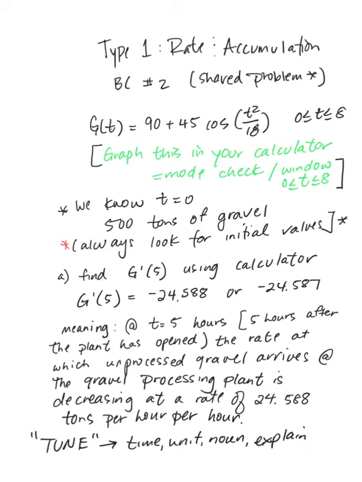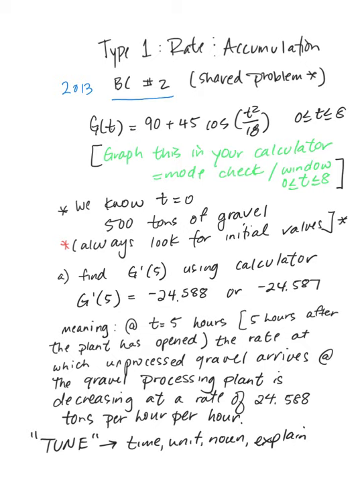All right, here we go. Type 1, which is rate and accumulation. Now, even though this says BC number 2, this was a shared problem in 2013. So it's 2013, but it was a shared problem between both AB and BC.